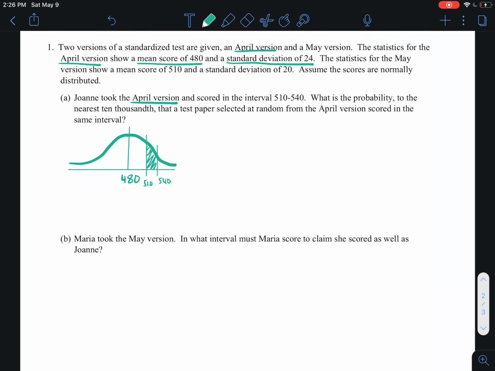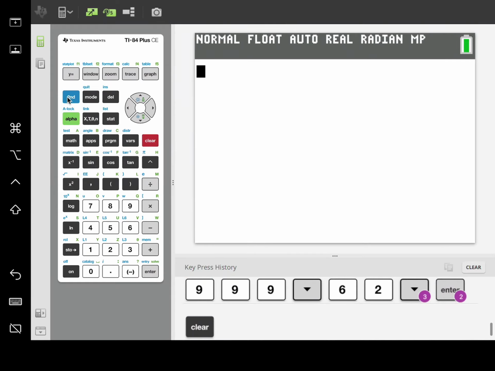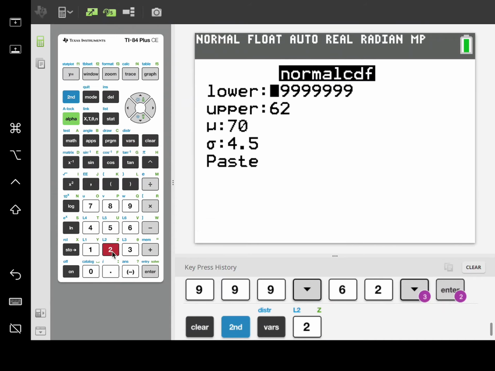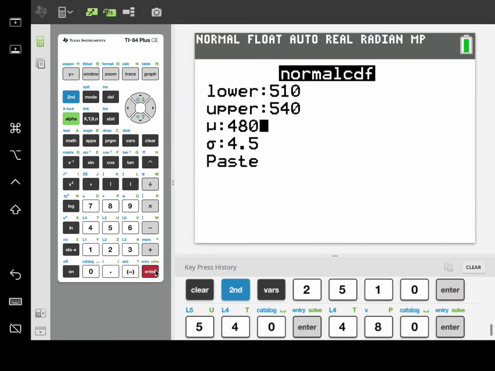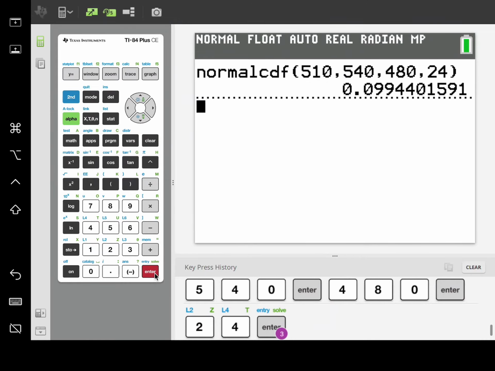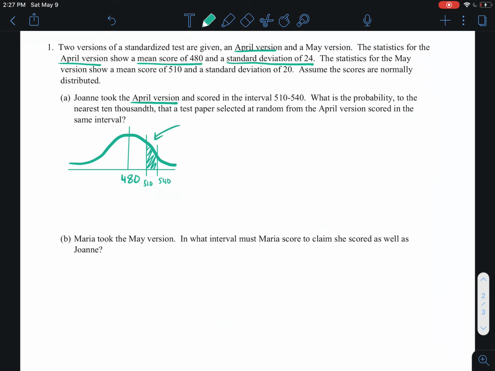So let's go to our calculator. Okay, we're doing the same thing we did earlier in the warm-up. So let's go second VARS, choice 2. Okay, our lower here is her 510. Our upper is her 540. Now our average score on the April version was a 480. And the standard deviation was a 24. Okay, so let's calculate that. So right in this part of my curve, 0.09944401.